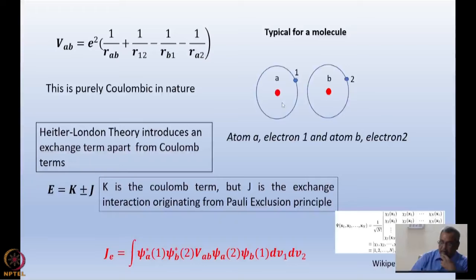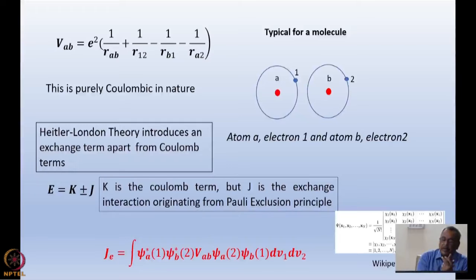And interestingly, there is no typical classical force term that I can bring in to explain the exchange energy. It is simply because of the Pauli exclusion principle of two identical electrons at two atomic sites. I can exchange the two and create a new state, and this J is basically the evaluation between the two states of the exchange interaction VAB.